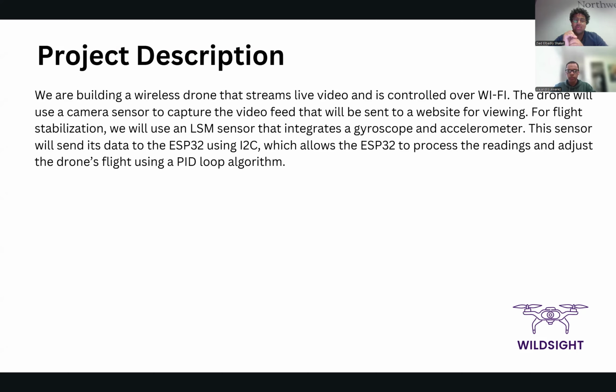For flight stabilization, we will use an LSM sensor that integrates a gyroscope and accelerometer. It actually has a magnetometer as well, but we will not be using it for this project because we found out it's not having reliable data, especially indoors. So the sensor will send the data to the ESP32 using I squared C, which then the ESP32 will process the readings and adjust the drone flight using a PID algorithm. And the stabilization basically allows for an easier flight experience when you're flying the drone.